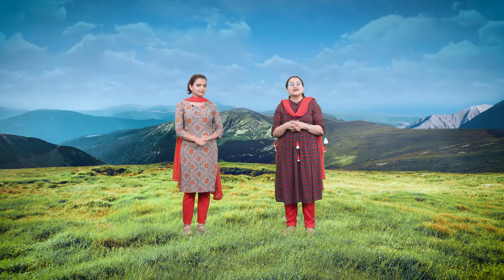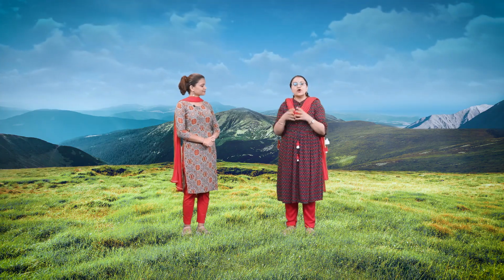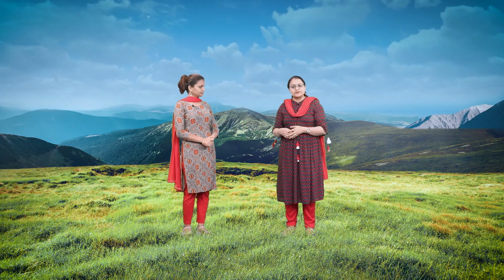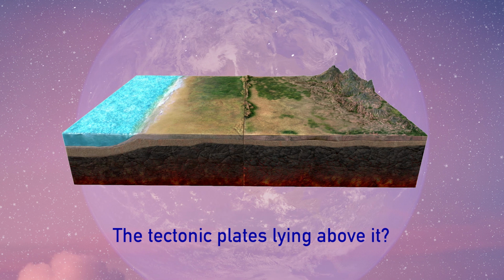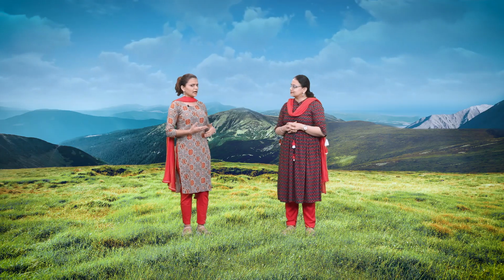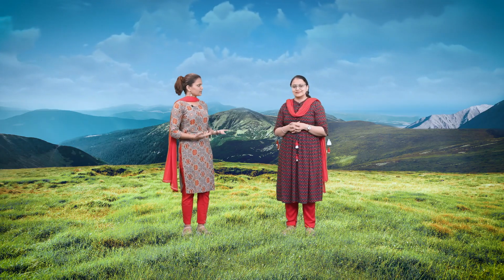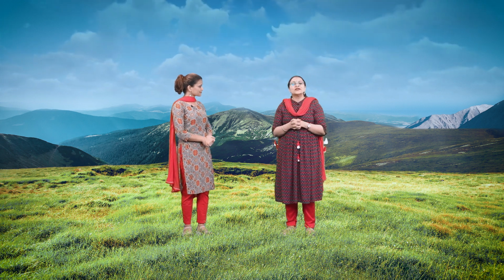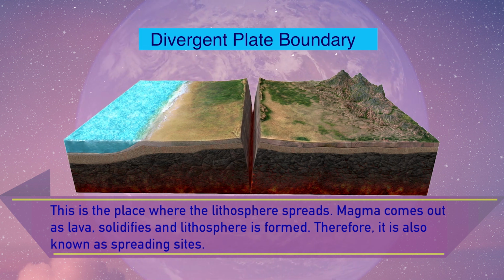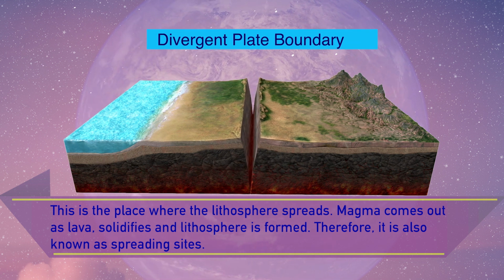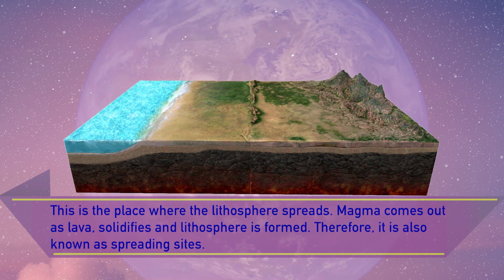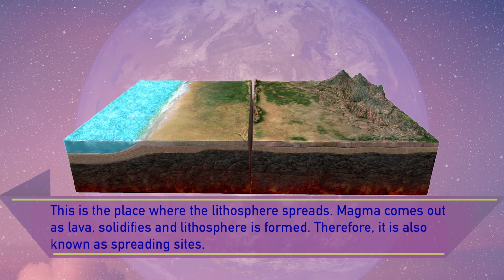All right. The second type of situation is where the hot magma currents are getting diverted after rising. What will happen to us, that is, the tectonic plates lying above it? Any guesses? We will move away from each other? I mean, the tectonic plates as well? Yes, very true. This is what happens in a divergent plate boundary. This is the place where the lithosphere spreads. Magma comes out as lava, solidifies, and lithosphere is formed. Therefore, it is also known as spreading sites.